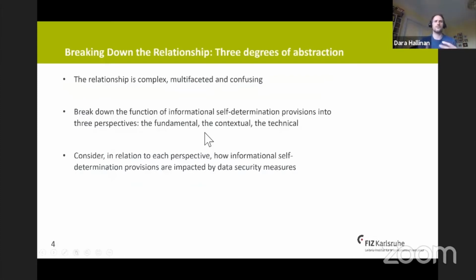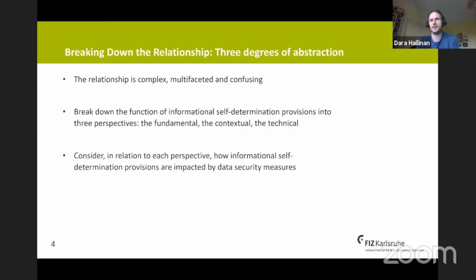The first thing you recognize when you look at this relationship between informational self-determination provisions and data security measures is that the relationship is complex, it's multifaceted, and it's tendentially quite confusing. So in order to address this melee of issues and complexity, we need a structure through which to conduct an analysis. I think one way we might do this is to break down the function of informational self-determination provisions as they apply to research into three different layers. So look essentially at these provisions from three different perspectives.